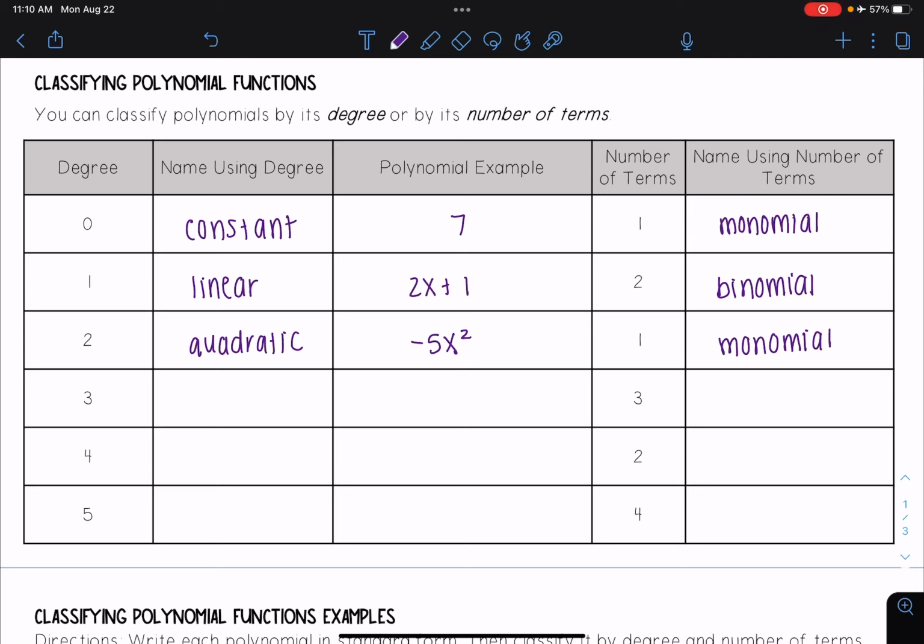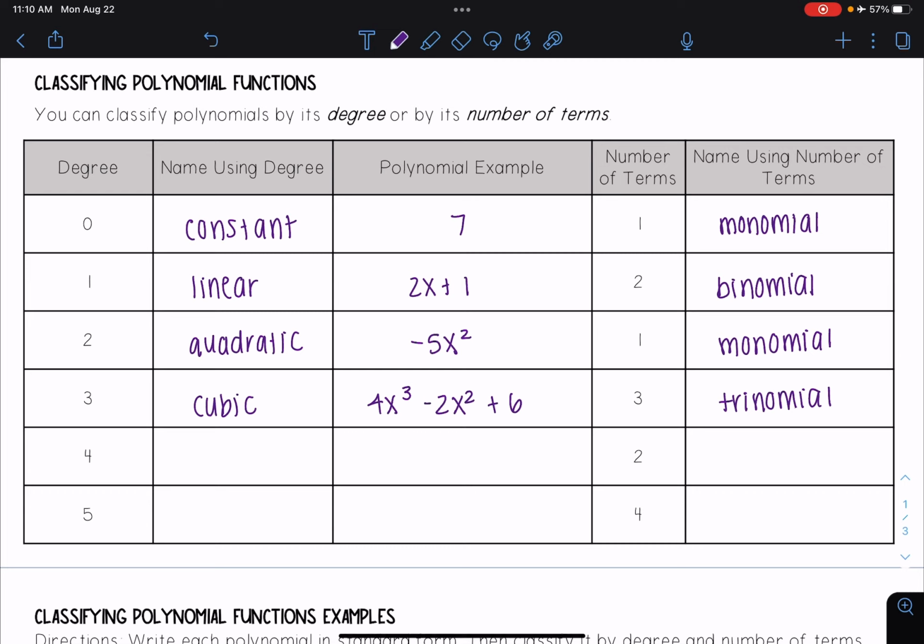Degree 3 is called cubic. An example of that one would be 4x cubed minus 2x squared plus 6. So here I see that I have three terms, and a polynomial of three terms is called a trinomial. So I would classify this polynomial as a cubic trinomial.